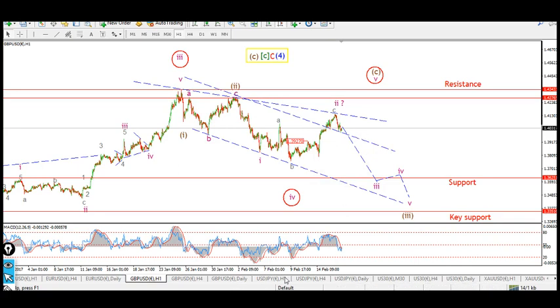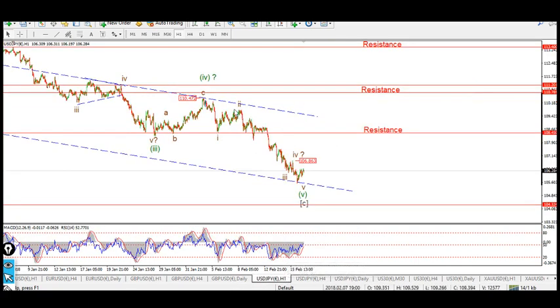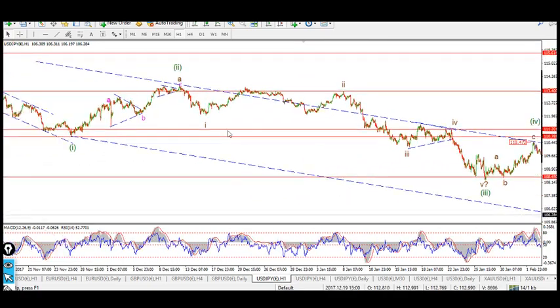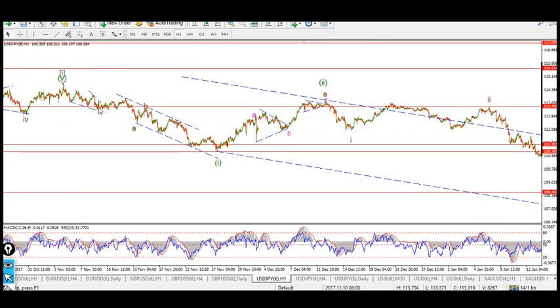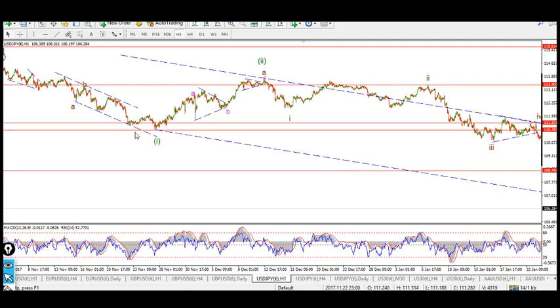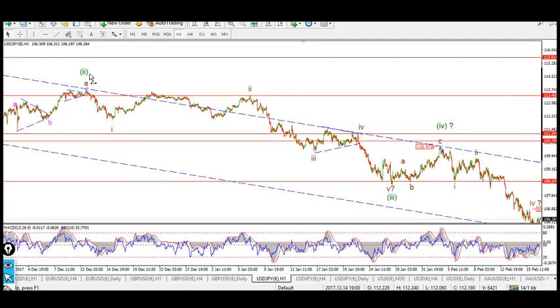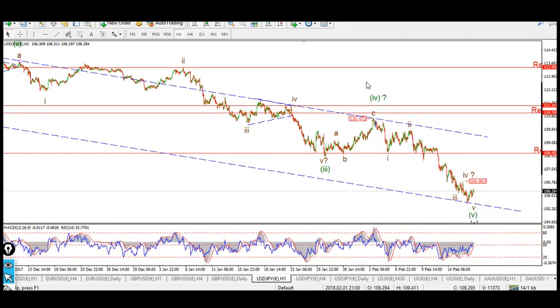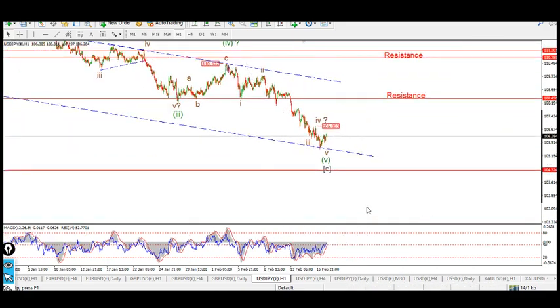All right, so let's get on to dollar yen, which is possibly the most interesting of the dollar crosses at the moment. We've got a nice completion of a pattern within a trend channel, a larger degree pattern. If we go back to the start here, we have wave 1, 2, 3, and 4 possibly, and now 5.